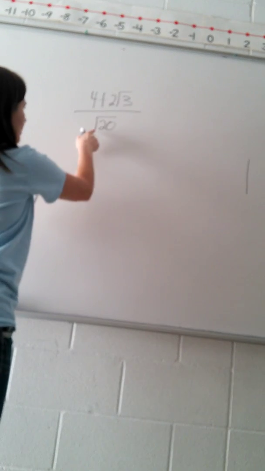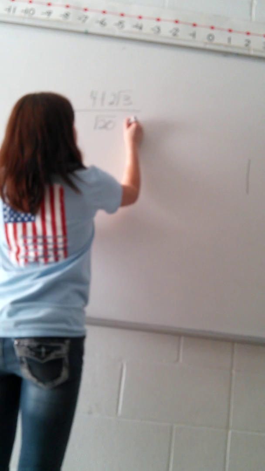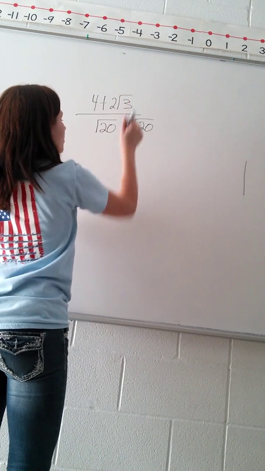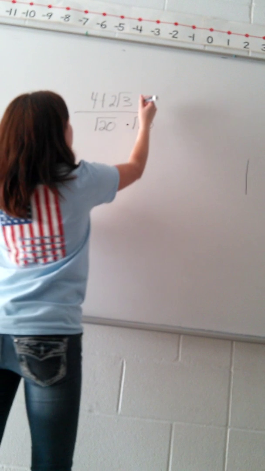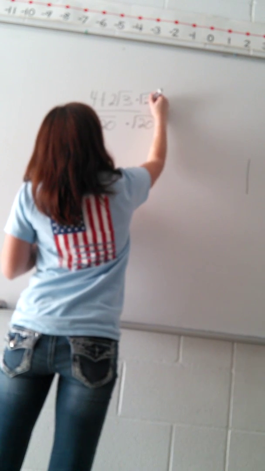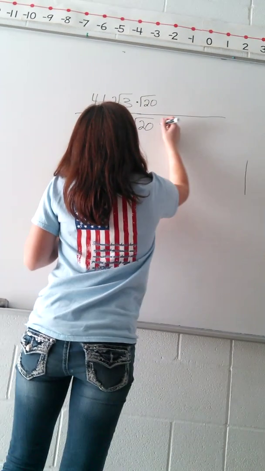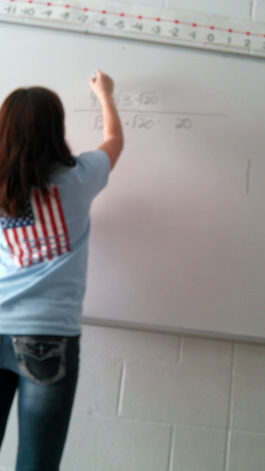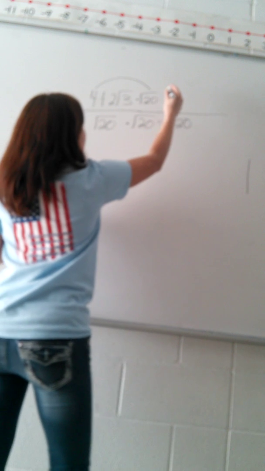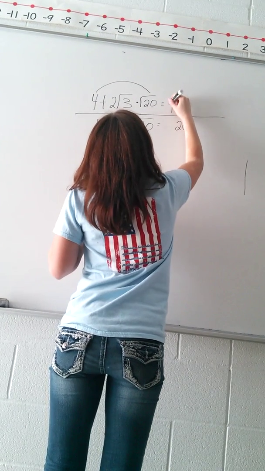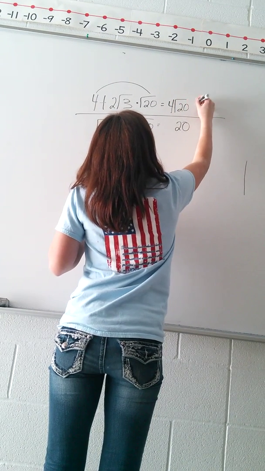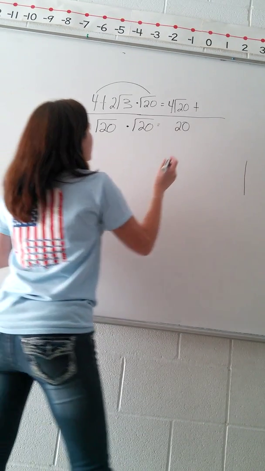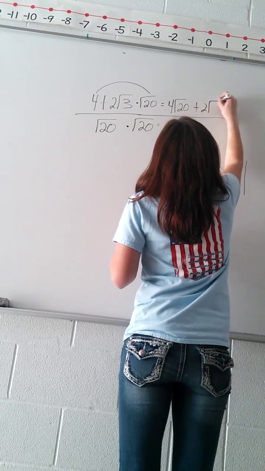The first thing we want to do is get rid of this radical. We do this by multiplying it by itself. And when you multiply the bottom, you also have to multiply the top. So now on the bottom you have a 20. And now you have to multiply the 4 by the radical 20. And this gives you 4 radical 20 plus 2 radical 3 times 20, and radical 20 is 2 radical 60.